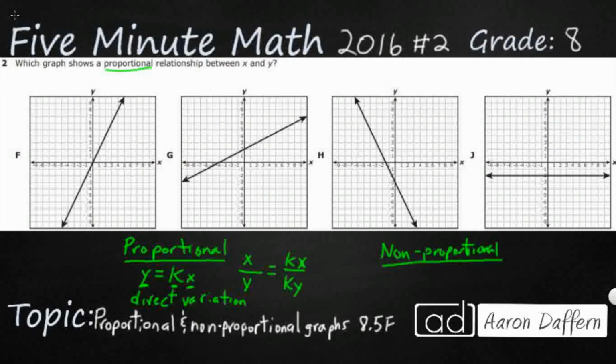So non-proportional looks like this, and we usually just call this the slope-intercept form, but it's y equals mx plus b. And the only difference here is this plus b. So if you take that out, you've got y equals kx on proportional, you've got y equals mx on non-proportional. The k and the m, they both represent the same thing. It's the slope. It's what you're multiplying by x to get to y. But the non-proportional has this little extra waggle back here at the end, plus b, and it's the y-intercept.